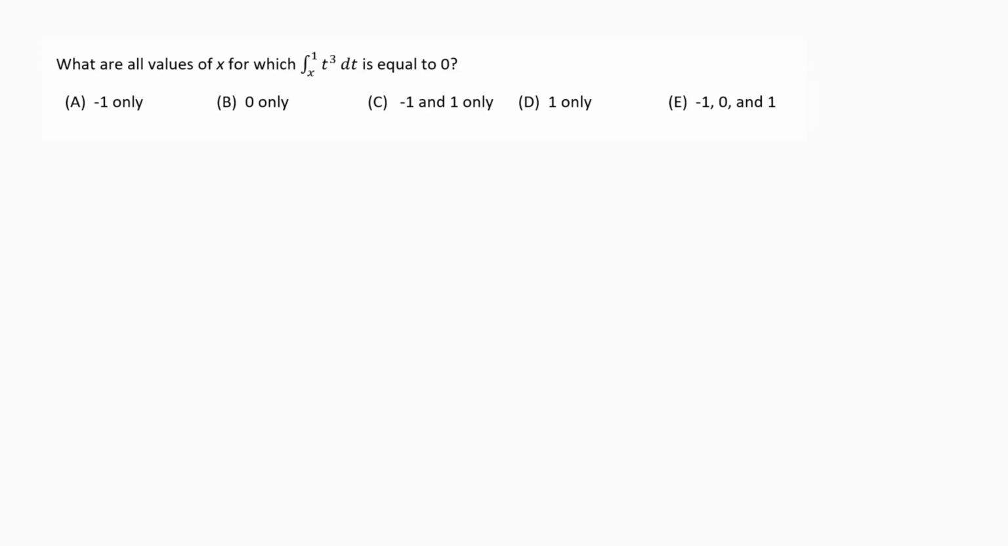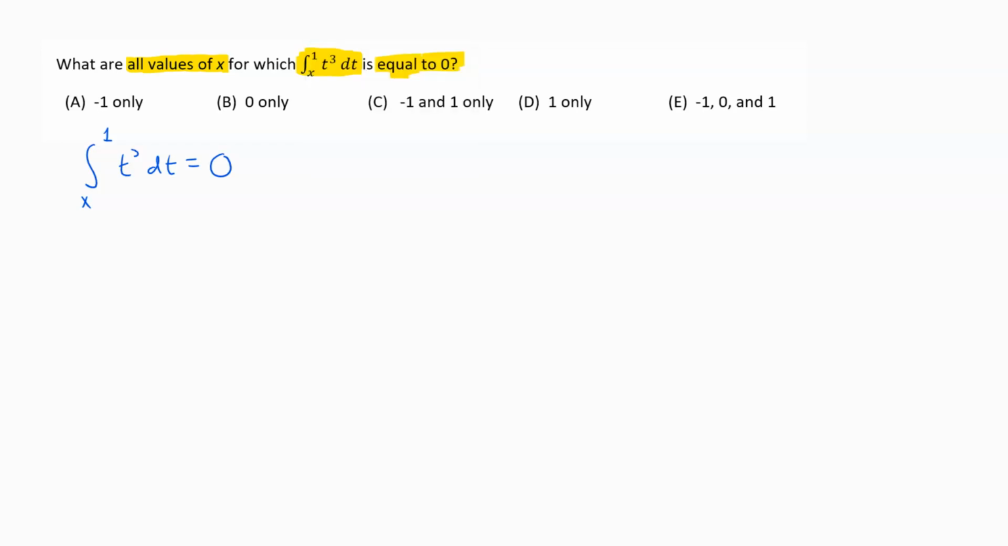This problem wants us to determine all values of x for which the given definite integral from x to 1 of t cubed dt is going to equal 0. What this is really saying, if we pull it out, is when does the definite integral from x to 1 of t to the third dt equal 0? That's the problem we need to find an answer to.